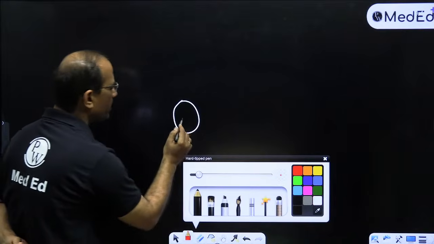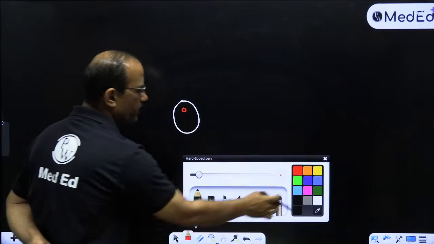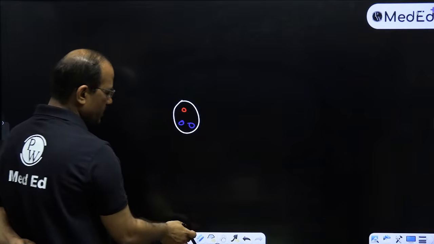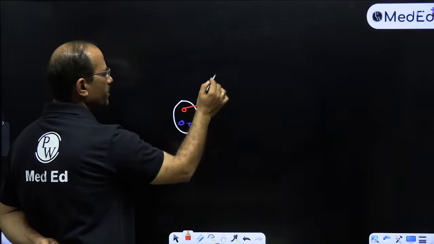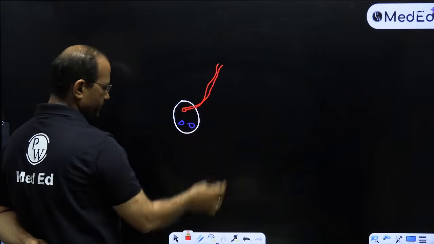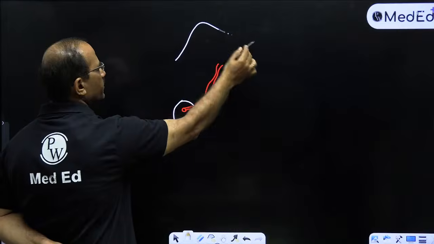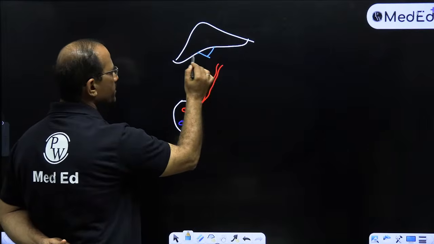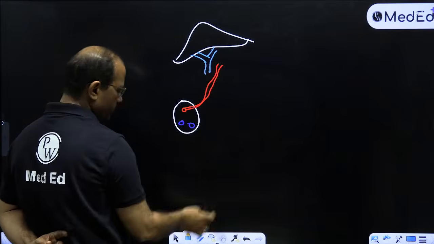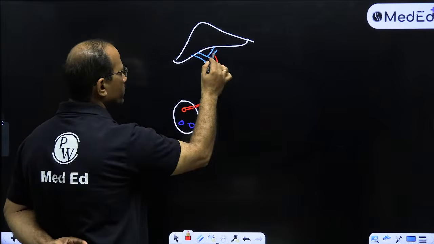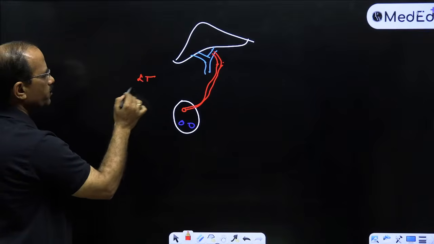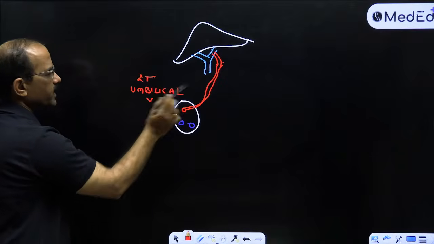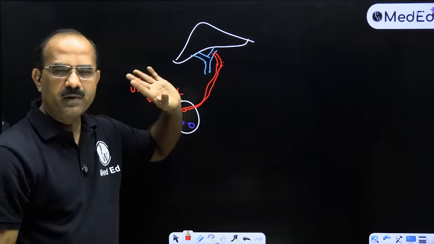इसमें 2 umbilical arteries होती है और 1 umbilical vein होता है. There are 2 umbilical arteries and 1 umbilical vein. This vein is the left umbilical vein. This left umbilical vein goes and joins with, ये कौन है अपना? That's the liver here, and in the liver we have this portal vein. That's the portal vein. That's the left branch of portal vein. So the left umbilical vein goes and joins with the left branch of portal vein.